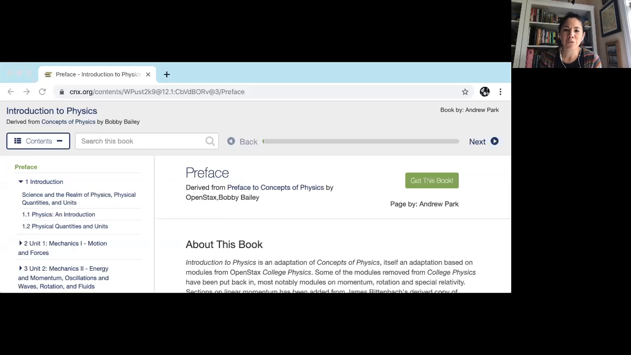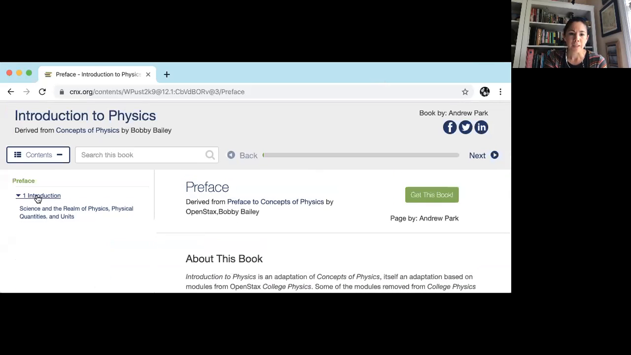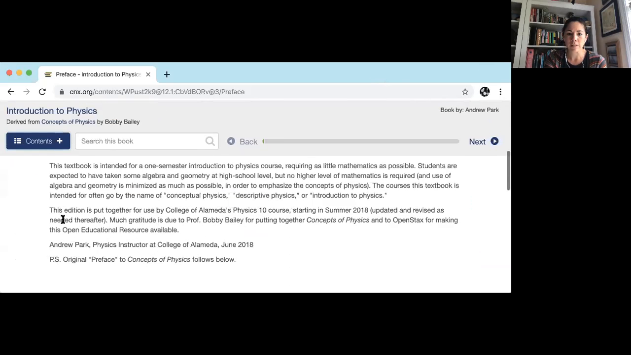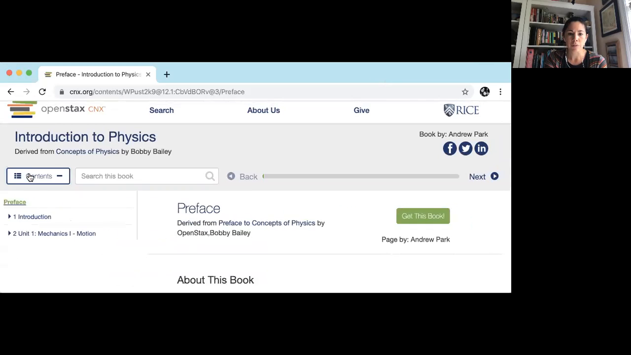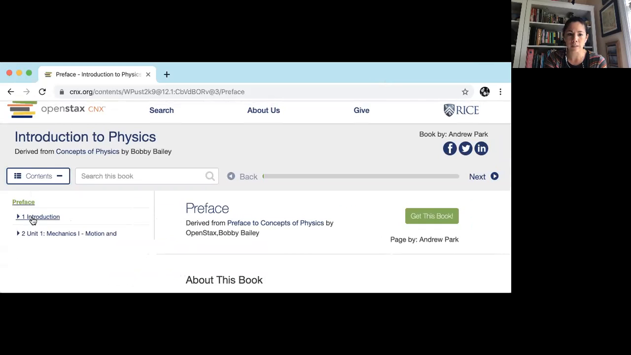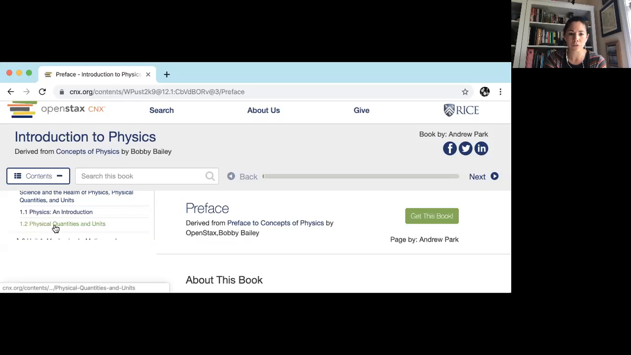Hi, this is an overview of chapter 1, which is a very short chapter with only 2 sections. So I'm sharing here, if you have the textbook, this is what you're going to see when you first land on the textbook's webpage. Just so you can see, this is the preface, and then what we're interested in here is chapter 1, introduction. And we have section 1.1, physics and introduction, and section 1.2, physical quantities and units.